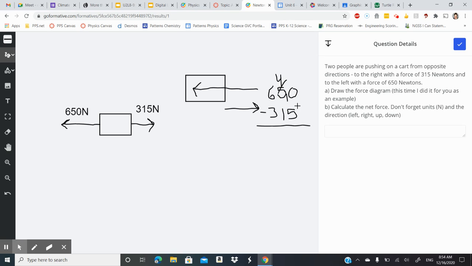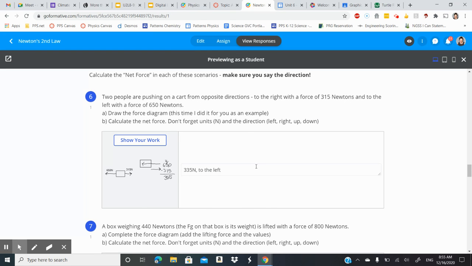I'm sure that you will do this on your calculator, and that is totally fine. So that's 5. So this is 3 and 6 minus 3. So 335. All right. And of course, so we have 335 newtons. Don't forget newtons, comma. And then what direction is it going? Yeah, this cart's going to be going to the left, right? That's the direction of the larger magnitude force. So 335 newtons to the left. And we're done with question 6.